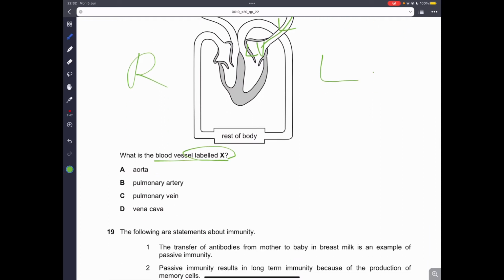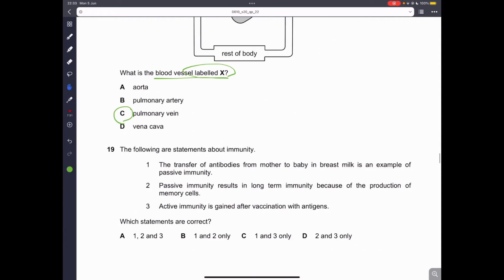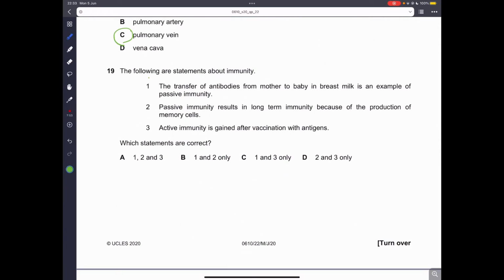And therefore, the structure label X is C. Okay, question number 19. The following are the statements about immunity. The transfer of antibodies from mother to baby in breast milk is an example of passive immunity. This is correct. Antibodies that are acquired from another individual is called passive immunity.